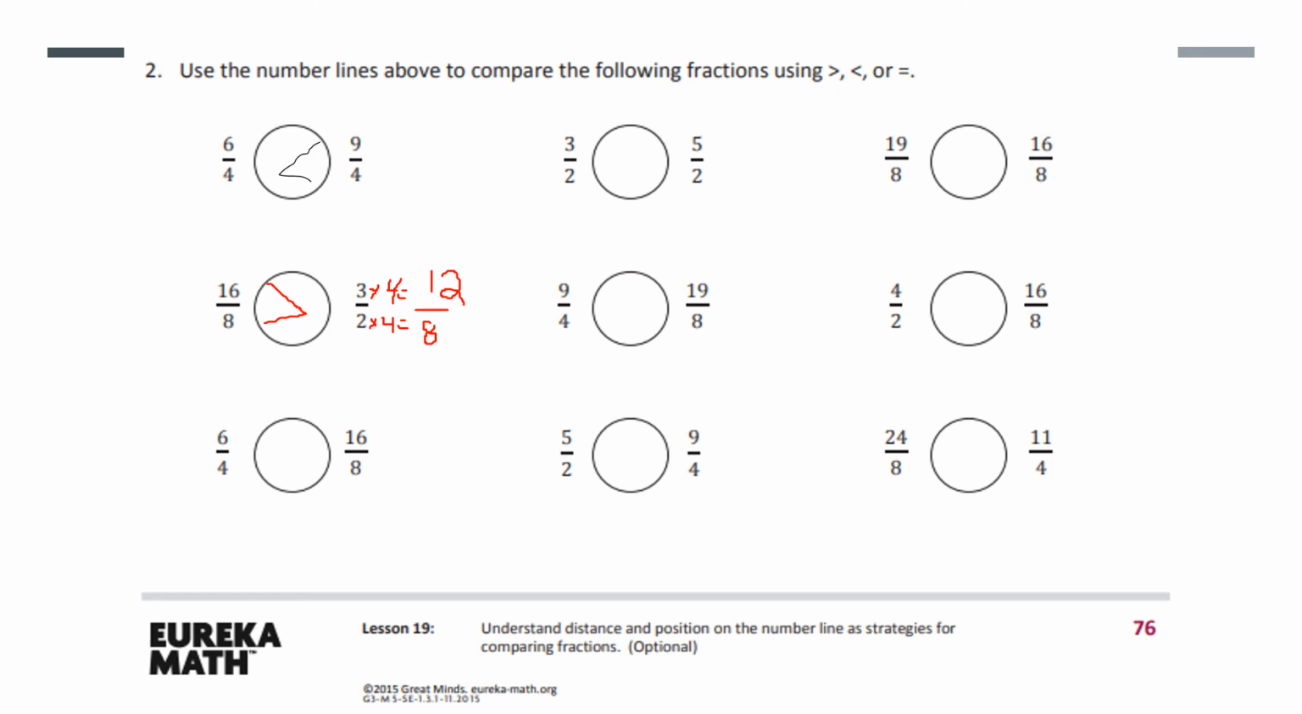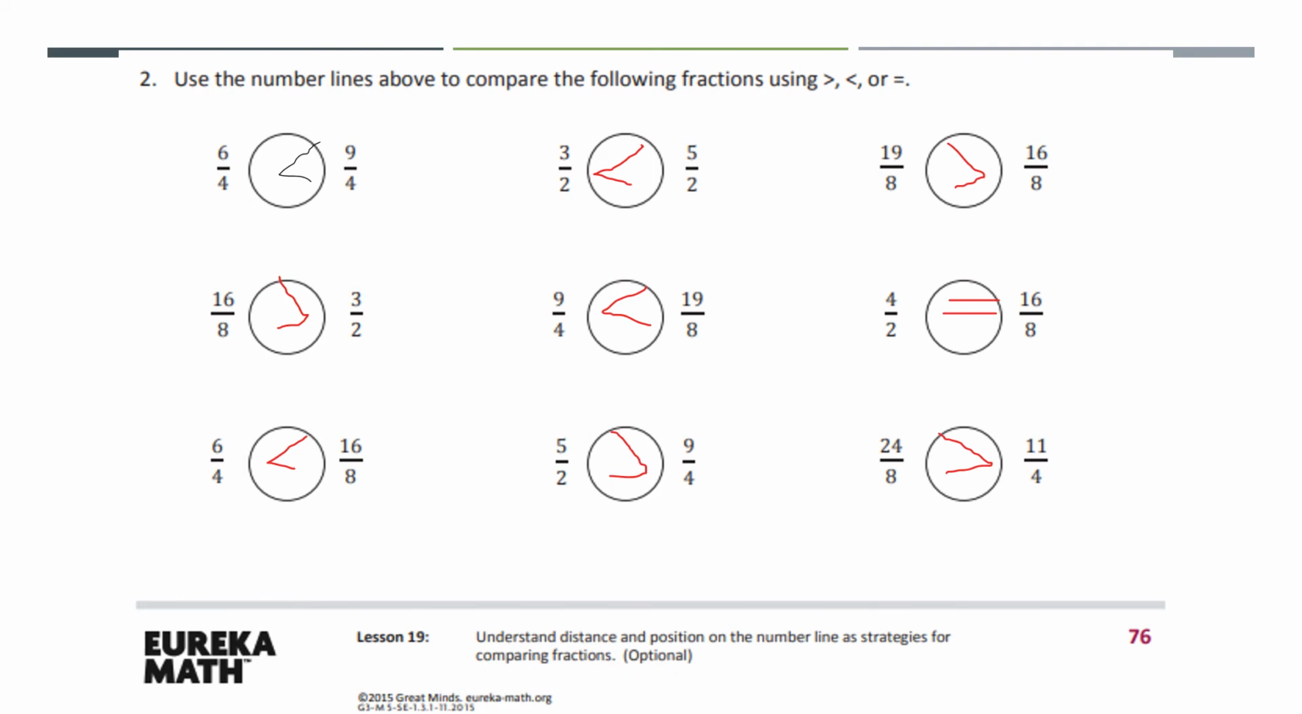All right, we're going to go over the answers now. And so I'll just go across. So as we said, this first one actually will go down, not across, because I already did the second one for you. So we have our 6/4 is less than 9/4. 16/8 is greater than 3/2. 6/4 is less than 16/8.